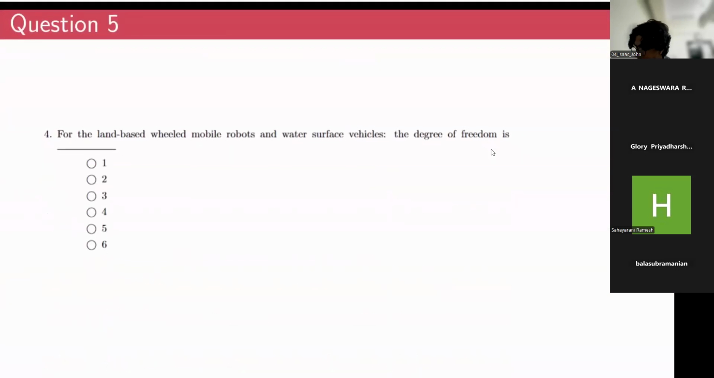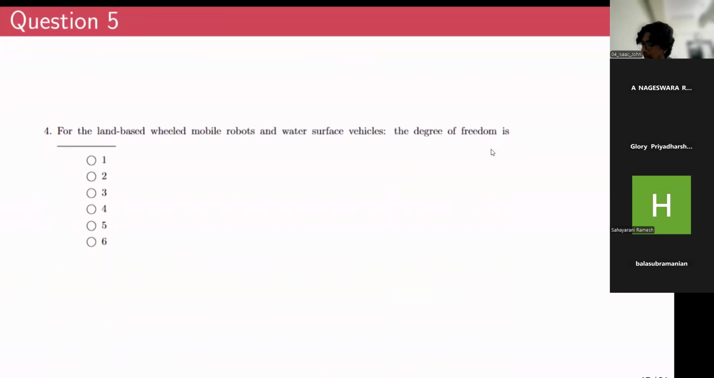Moving on to the fifth question. For a land-based wheeled mobile robot and water surface vehicles, the degree of freedom is. So at the tail end of this week's lecture, we discussed mobile robots, how to model the kinematics and dynamics of mobile robots using the principles that we have learned earlier, using the DH models and the Newton-Euler methods. So this is a very generic question based on mobile robots.